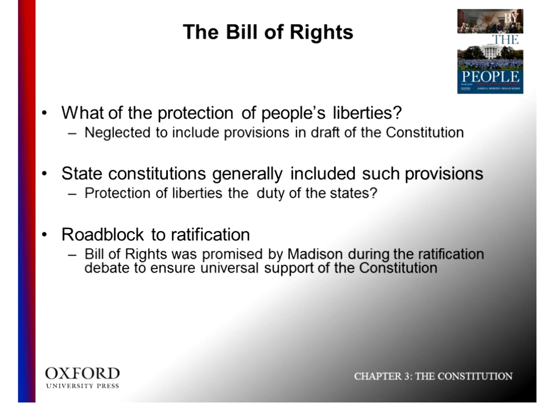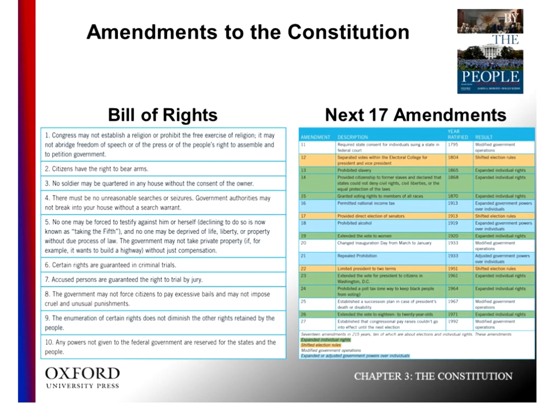So what James Madison did during the discussion is he said that once I become an elected member of Congress, I will propose the Bill of Rights. And that's exactly what he did. He proposed 17 amendments. 12 of them were approved by Congress, and 10 of them were then ratified by the states. Those 10 are right here on the left, and they are known as the Bill of Rights. I'm not going to go through them in the interest of time.